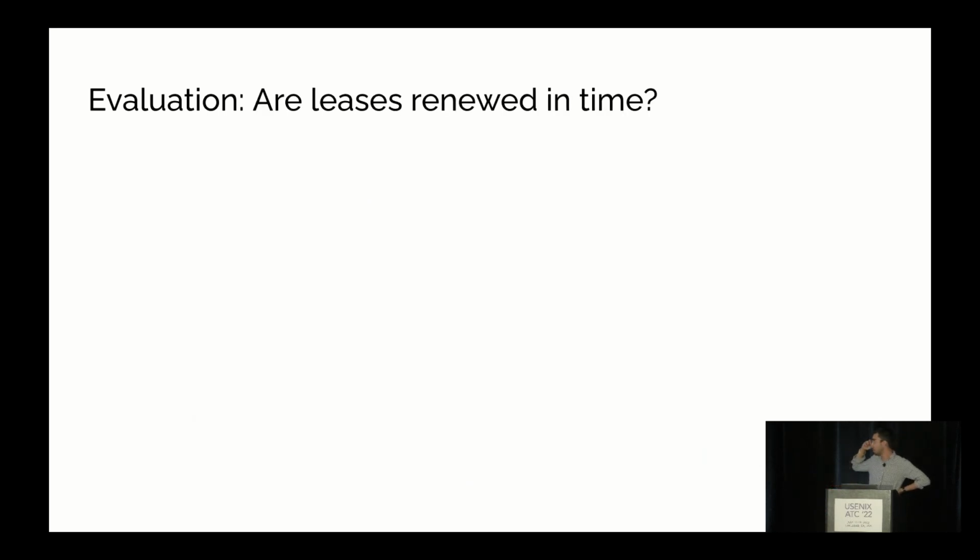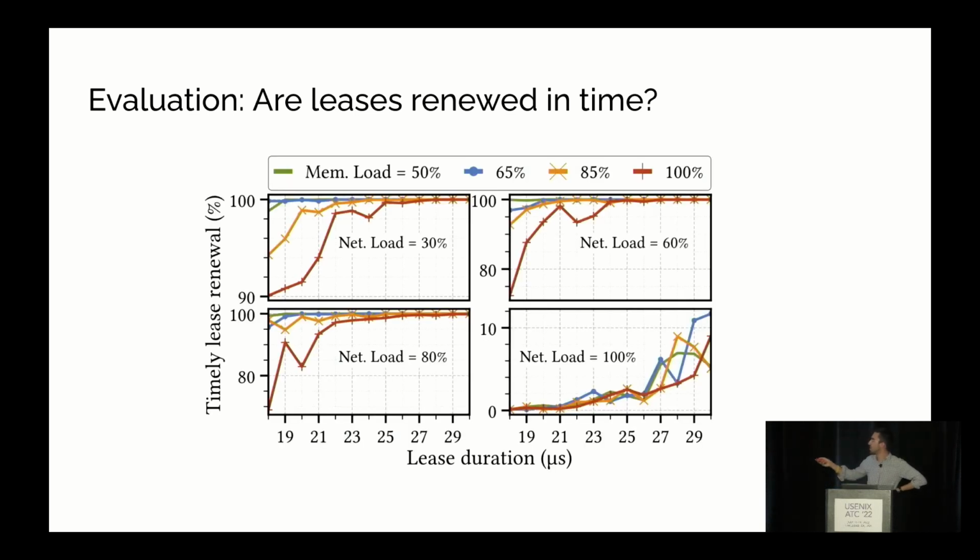Then the second experiment that we have is, do they actually work, those leases that you were describing, only lasting approximately 20 micros? Because maybe it sounds a bit too good to be true. So what we did in this experiment is that we tested our leases with different amounts of network load and different amounts of memory load. And so we have 4 graphs.